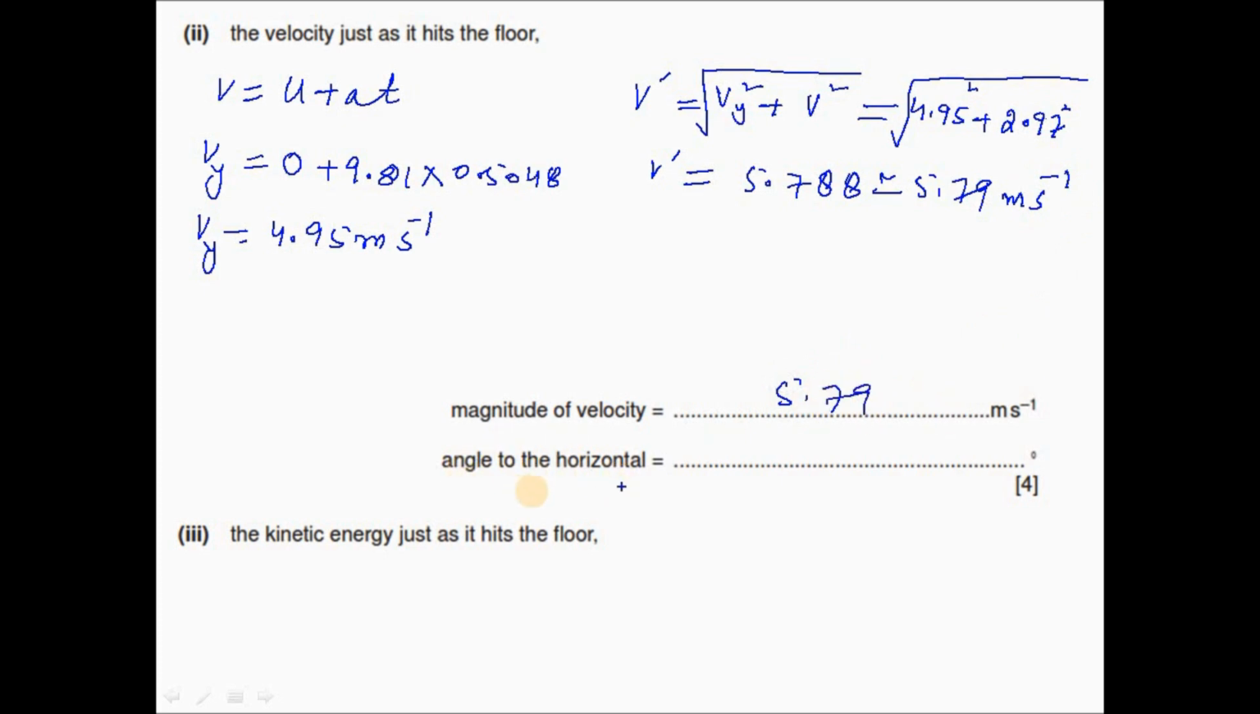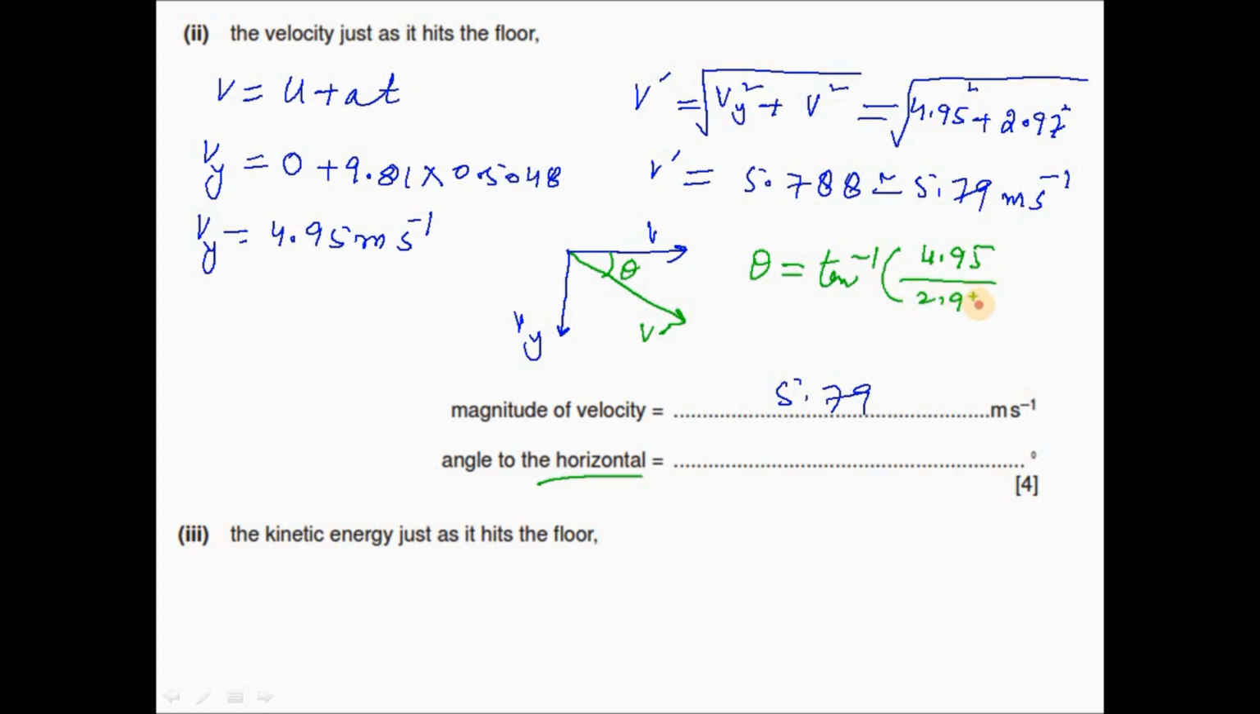What about the angle to the horizontal? Remember the diagram at the time of hitting the floor. We had horizontal velocity in that direction, v. We found the vertical component Vy, and this is the V dash, which is the resultant velocity, something like this. This is the V dash that we found using the Pythagoras theorem. We need to figure out this angle, which is theta. So theta is equal to tangent inverse of the opposite over the adjacent in this diagram, and the opposite is the vertical component, which is 4.95 divided by 2.97, and once you solve for theta, it would be around 58.78 degree, or round it off to 59 degree. This is your angle.